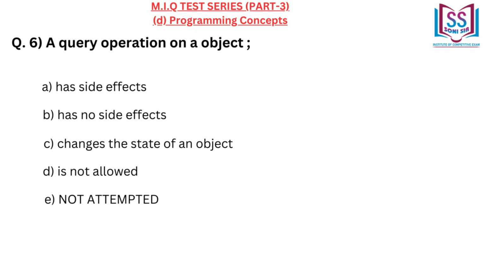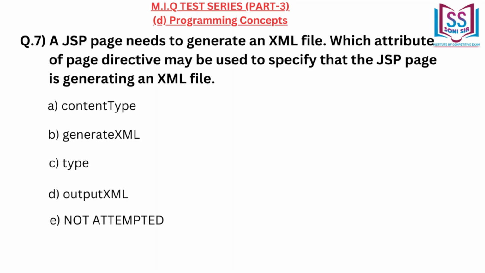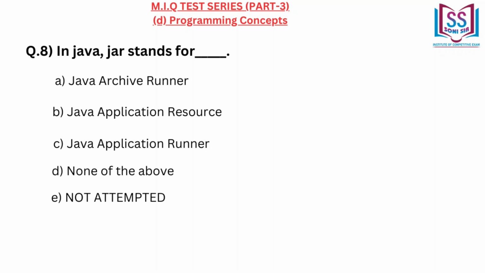D. Is not allowed. A JSP page needs to generate an XML file. Which attribute of page directive may be used to specify that the JSP page is generating an XML file? A. Content type. B. Generate XML. C. Type. D. Output XML. In Java, JAR stands for dash. A. Java Archive Runner. B. Java Application Resource. C. Java Application Runner. D. None of the above.